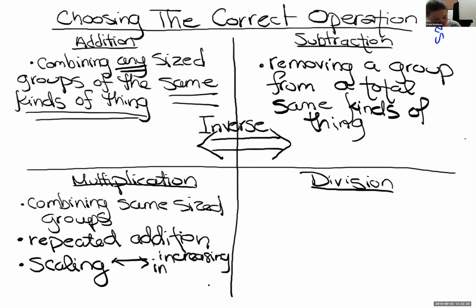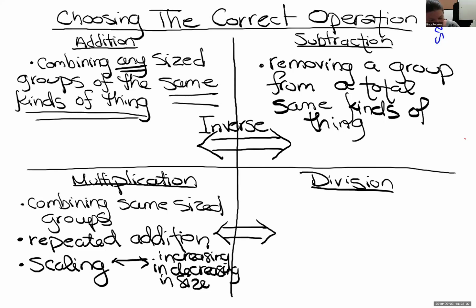Why am I making you learn this again when we just did this before? Because we're going to be looking today at the context of word problems. So if they're asking us to put together a bunch of same-sized groups, we'll know we're multiplying. Or if they ask us to scale something down or up in size, again, we'll know to multiply.